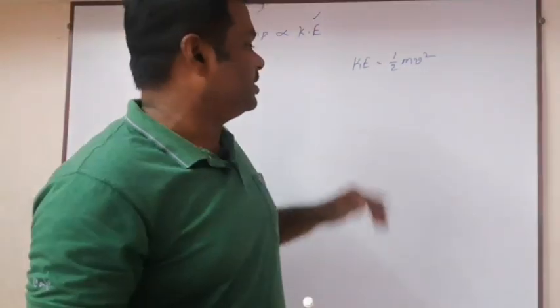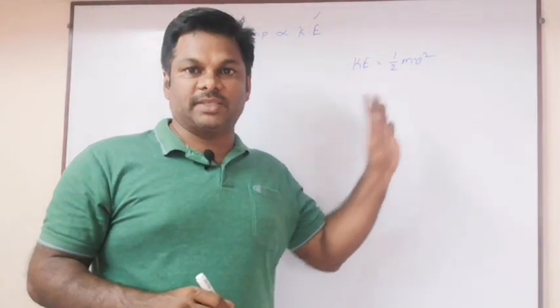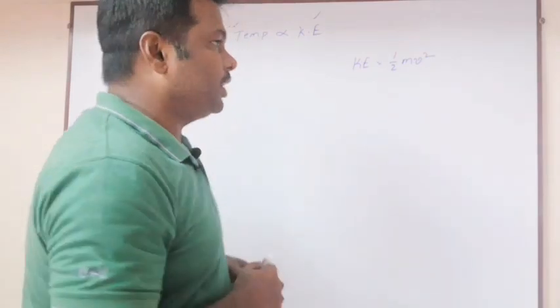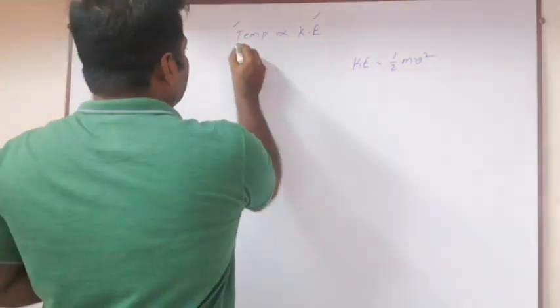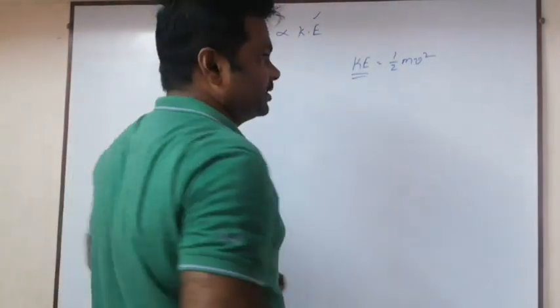Such kinetic energy, KE is equal to half mv square. Today we are going to discuss the relation between temperature and kinetic energy.